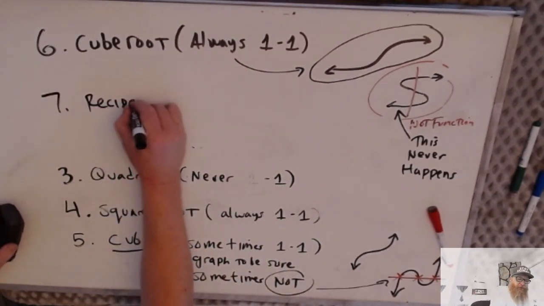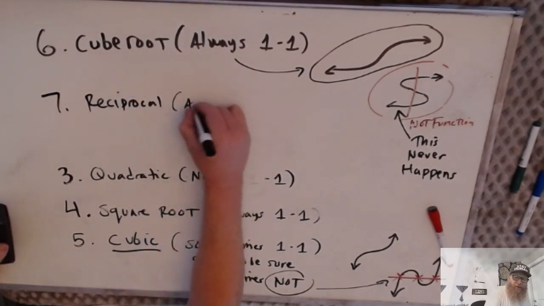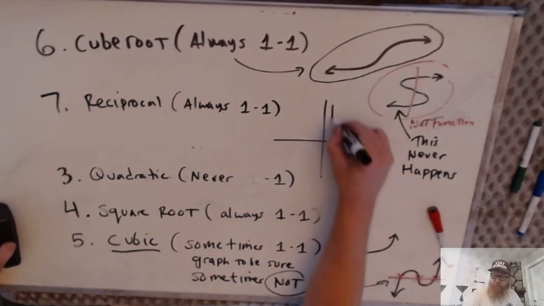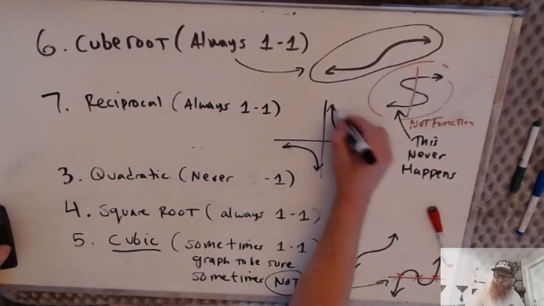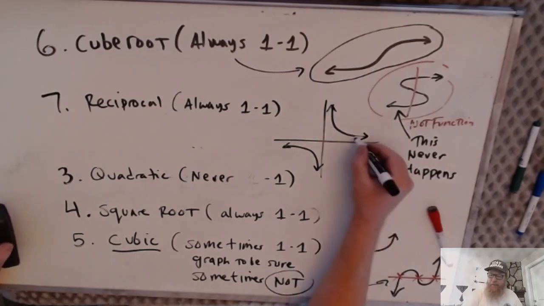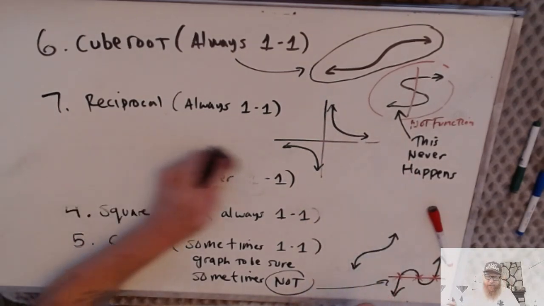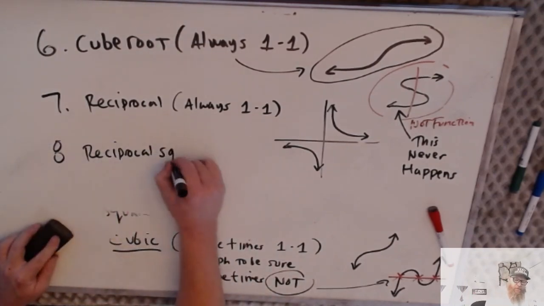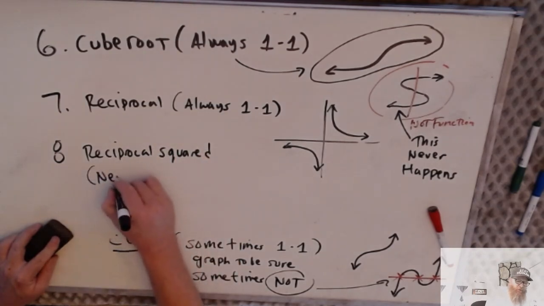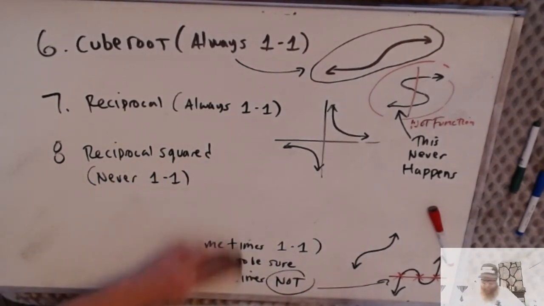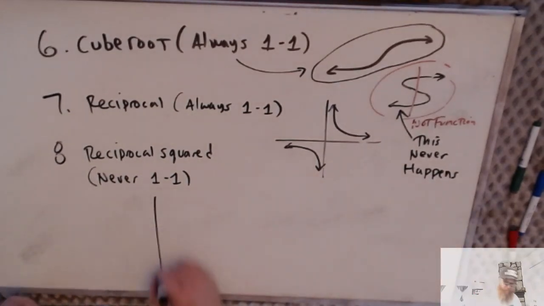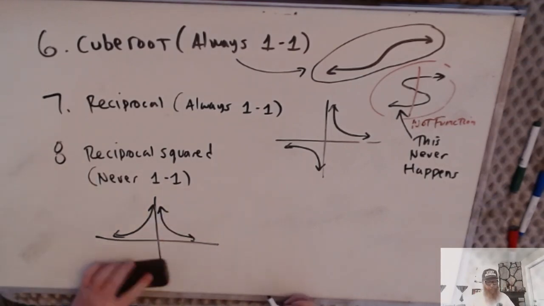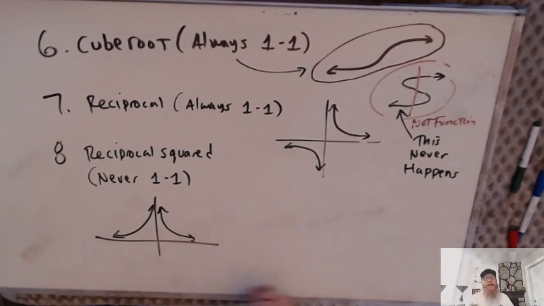7, the reciprocal. That's always going to be 1 to 1. Remember what the graph of the reciprocal looks like. And then the reciprocal squared, its cousin. That's never 1 to 1. So the reciprocal squared is never 1 to 1.